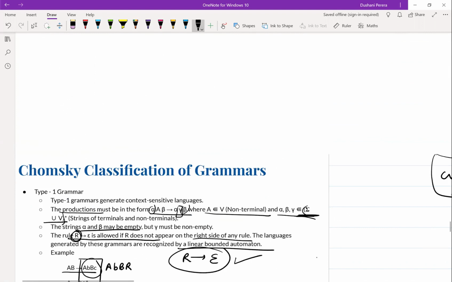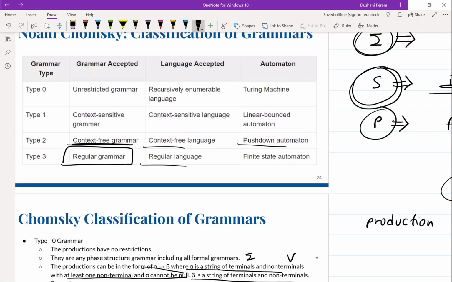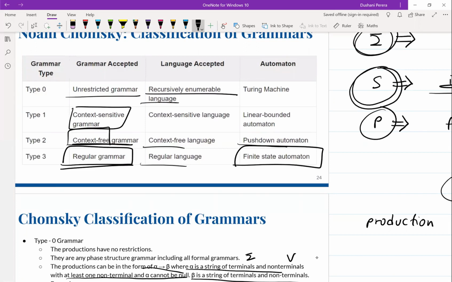And so these grammars are regular grammars, which again we will be discussing, and the automata is finite state automata. Okay, so then you see there are regular grammars, there are context-free grammars, context-sensitive, and unrestricted. Unrestricted, recursively enumerable, like all four.